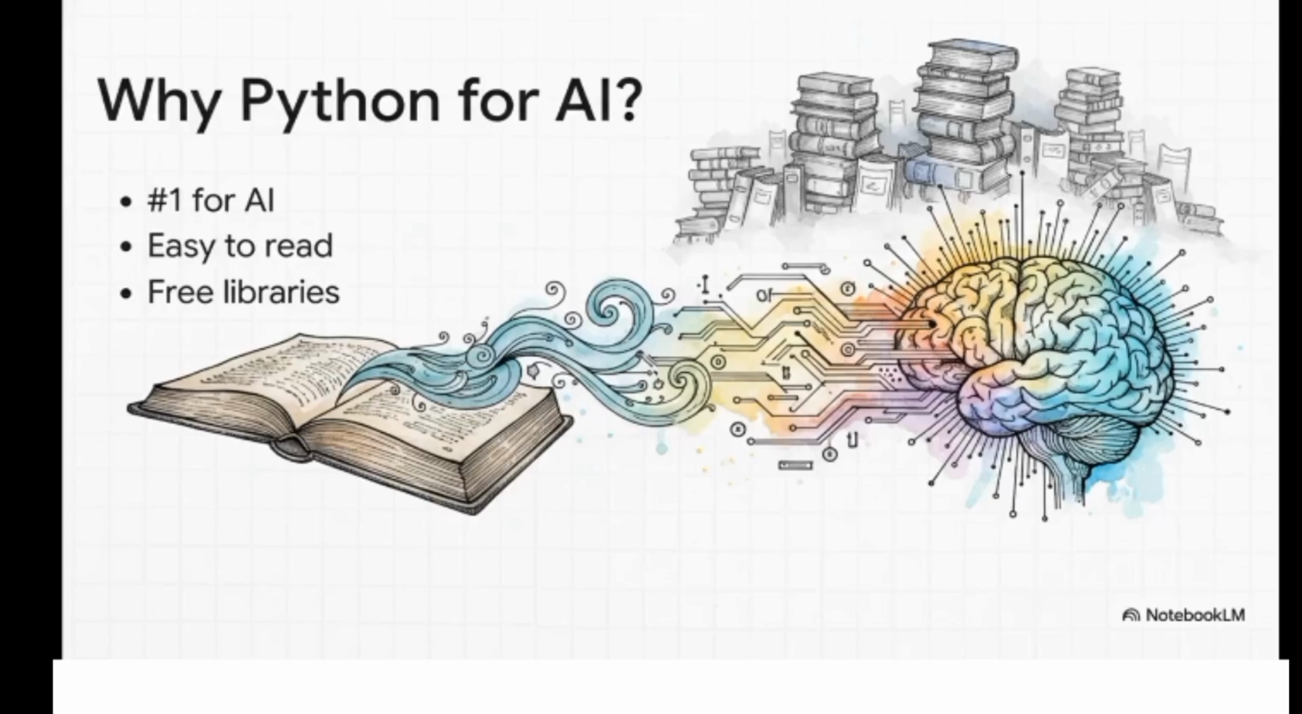Plus, it gives you immediate access to thousands of free libraries. We're talking things like TensorFlow, PyTorch, Hugging Face. These are basically massive collections of pre-written AI code created by the world's top researchers that you can just plug right into your own projects to solve incredibly complex problems instantly. It's a real game changer.